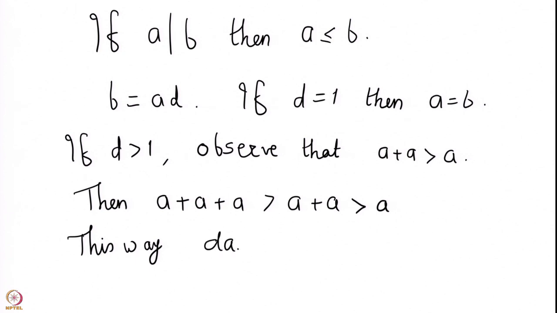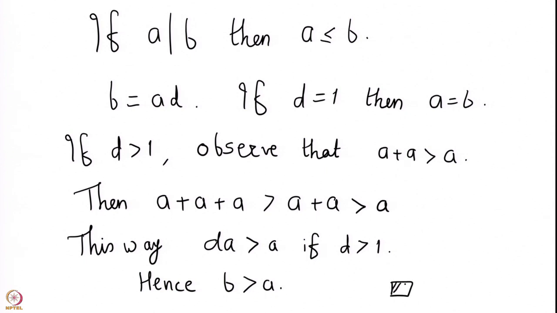D into A, which is A plus A plus A, D times, is going to be bigger than A. And remember, our B was D into A or A into D. This completes our proof. Once again, there were two possibilities. Either you could write B as A into 1, in which case you get equality, or you could write B as A into D, which is bigger than 1. And then we get that B is strictly bigger than A. It is not equal to A, but it is strictly bigger than A.